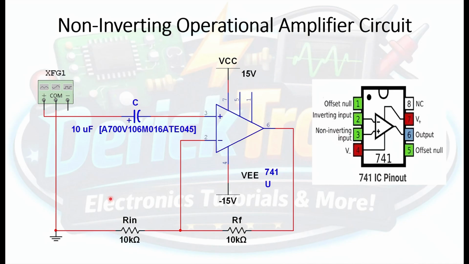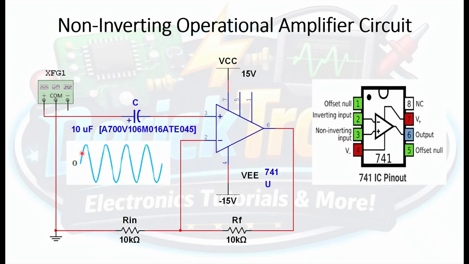Similar to our inverting op-amp, we will set the function generator to output a sine wave, the frequency and amplitude of which we can set to any value actually. For this demo, we can set the sine wave to have the following frequency and amplitude values. Maybe we could set it to 2 kilohertz frequency and maybe 2 volts peak to peak amplitude.